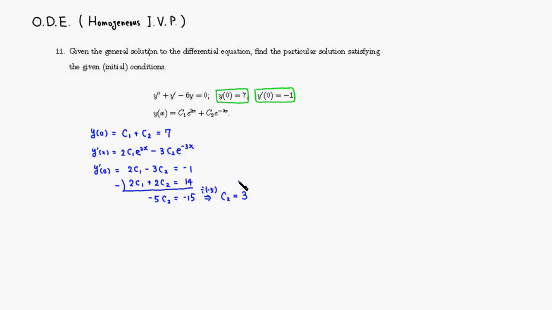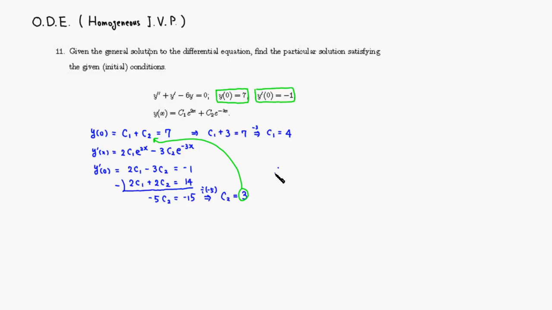Once you have the C2 value, we can plug this number back into the first equation. So we get C1 plus 3 is equal to 7. Then we can just subtract 3 from both sides. So C1 is equal to positive 4. So we have a C1 and C2 value.